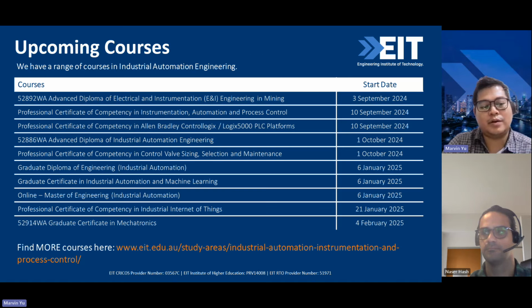We have a range of courses under Industrial Automation which have upcoming intakes for September. As you can see on your screen, the first one for September is the Advanced Diploma of Electrical and Instrumentation (E&I) Engineering in Mining. We also have, on September 10, the Professional Certificate of Competency in Instrumentation, Automation, and Process Control, and on the same date, Allen Bradley ControlLogix and PLC platforms. Okay, that was for September.